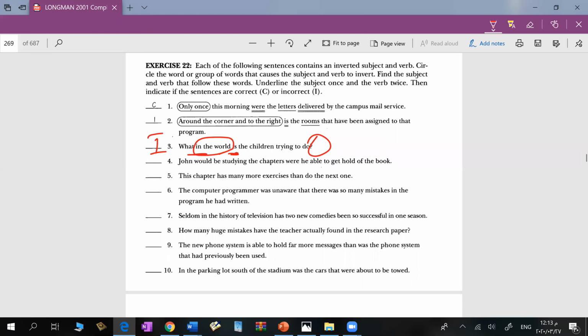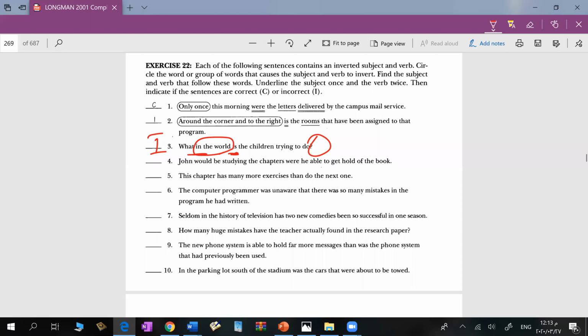John would be studying the chapters where he able. Incorrect. What do you think? I think it's second conditional. Second conditional, yes. Incorrect. This is not an easy question. Okay, this is not an easy question.